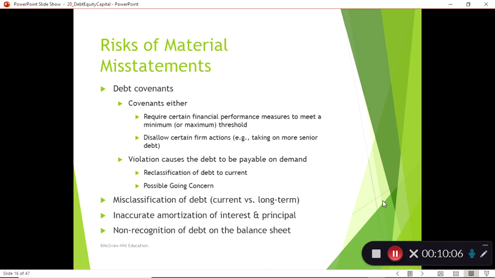Again, those are meant to protect the debt holder. So they can either require certain things be met, with insurance being another one, or they can disallow certain actions, right? So you can't take on debt that's more senior to the debt that's already there, or you can't take on debt that has a certain term to it, like you can't take on any debt that's greater than 5 years term or whatever. Covenants are meant to protect those debt holders.